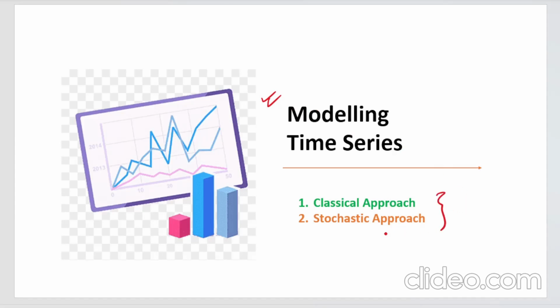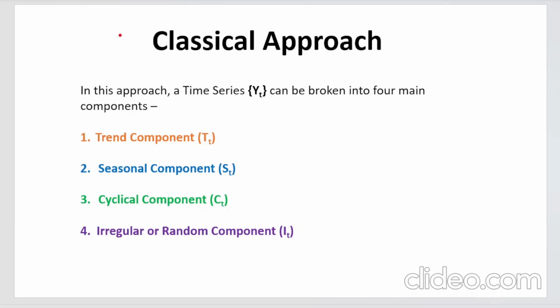Specifically, we will see two approaches. First is the classical approach and the second one is the stochastic approach of modeling any time series process that is given to you. So first in this video, let us start with the classical approach. What is the classical approach of modeling a time series?